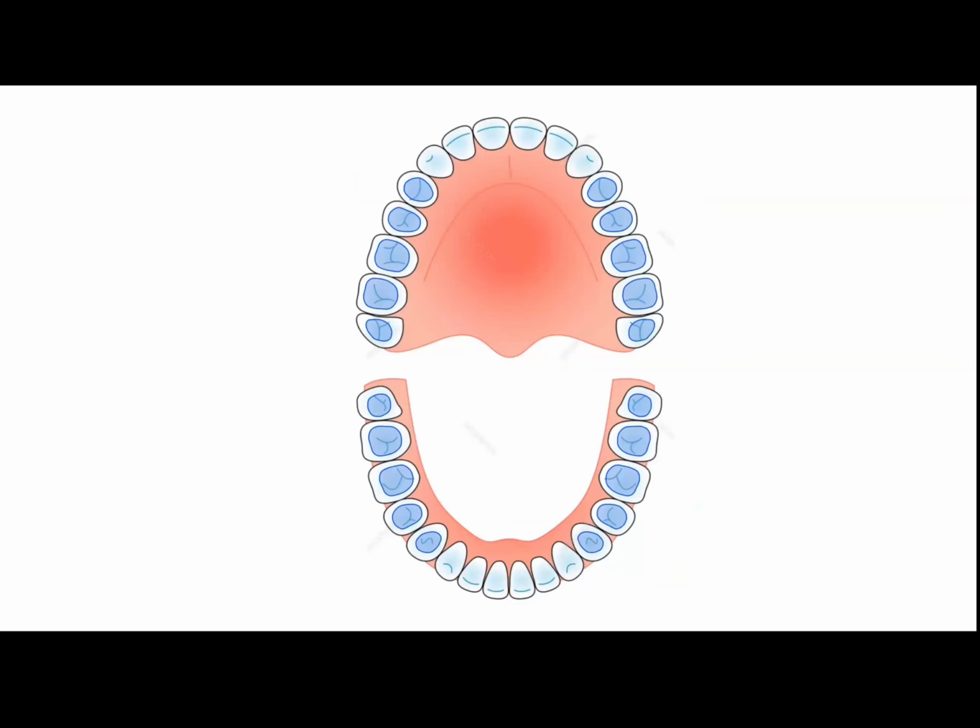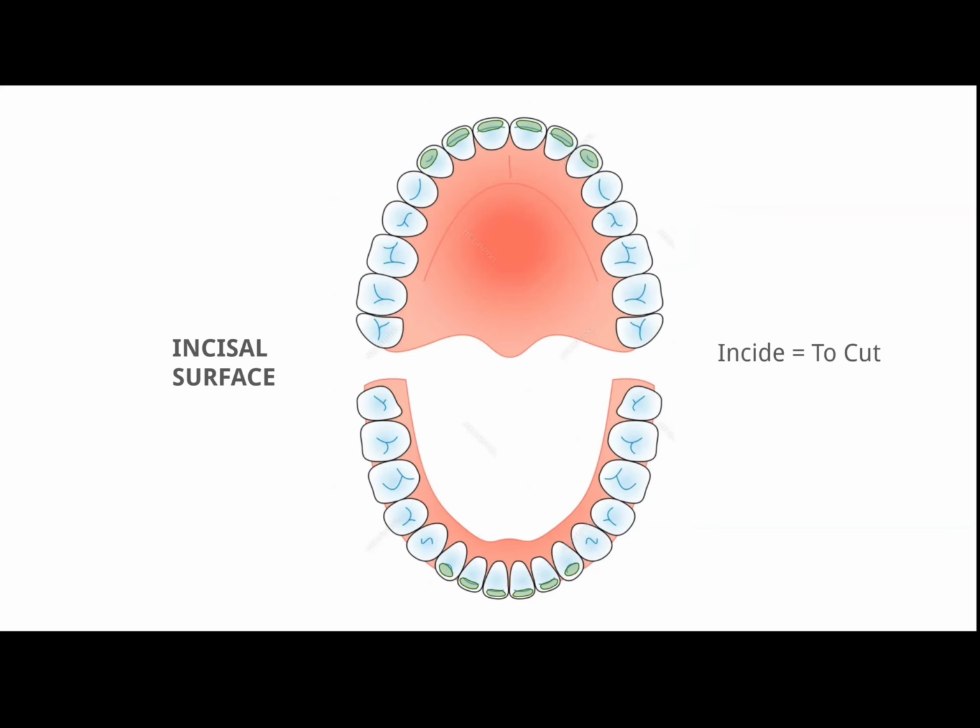Then, the surface that you see highlighted in blue on the back or posterior teeth is the occlusal surface. It is called that because occlude means to close, and that is the surface that closes against the other tooth. On the front teeth, we don't have an occlusal surface, but we have a cutting edge, the incisal edge, or we call this the incisal surface. It is called that because incide means to cut, and those are the teeth we use to cut our food.